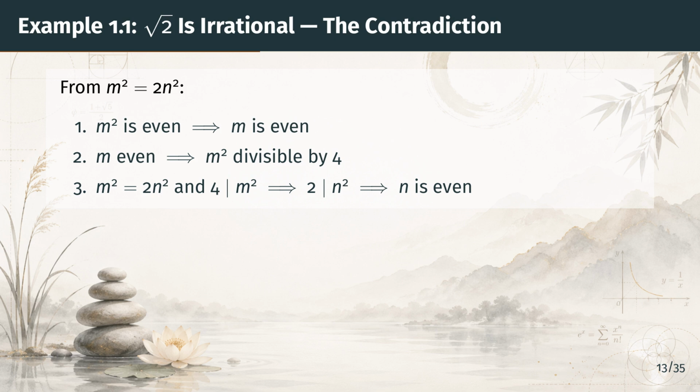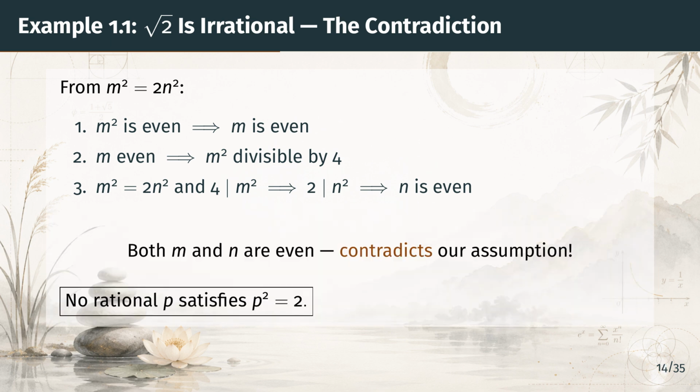Looking back at equation 2, we have m squared equals 2n squared, and since 4 divides m squared, it follows that 2 divides n squared. But then n squared is even, which forces n to be even as well. So both m and n are even, but we specifically chose m and n so that they are not both even. This is a contradiction. Therefore, our assumption was wrong, and no rational p can satisfy p squared equals 2. The square root of 2 is irrational.